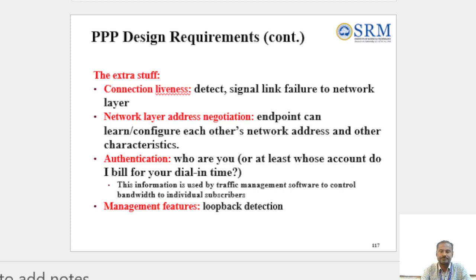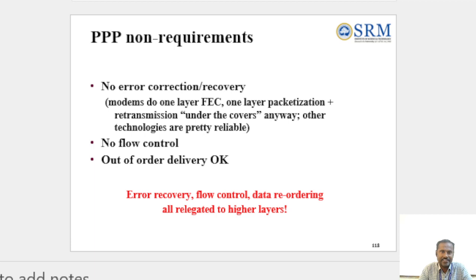Then non-requirements, that is what are the things not required for PPP. No error correction or recovery will be done here. Already we have seen that only error detection will be done. So no error correction will be done by PPP, whereas modems do it in one layer called FEC. FEC stands for forward error correction, which will be done.